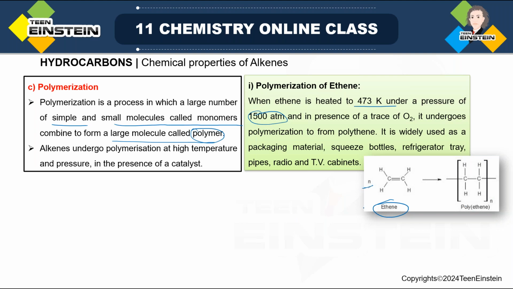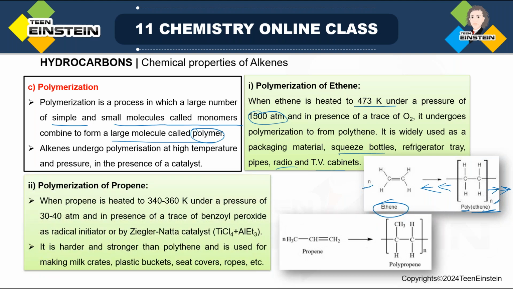So here you can see we have taken n number of ethylene molecules and we are getting this type of polyethene. So how are you getting the name polyethene? Poly, that is many ethene. So that is why the name, just connect it together, polyethene. And n number. So this unit within the bracket will be repeated on both sides. It is widely used as packaging materials, squeeze bottles, refrigerator trays, pipes, radio and TV cabinets. So these are the applications of polyethene.